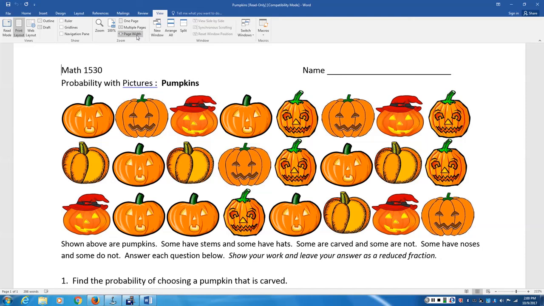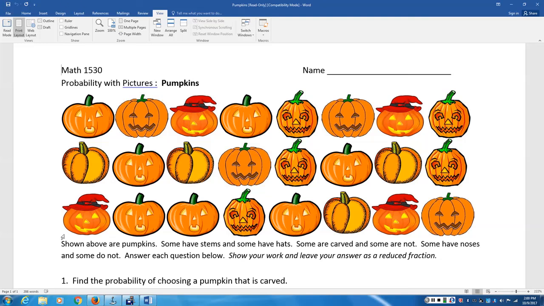Okay. What we have here are pictures of pumpkins. Duh, it's Halloween. You're supposed to have pumpkins. Some of the pumpkins have stems and some of them have hats. Some of them have a face carved on them and some don't. Some of them have noses and some don't. We're going to answer the questions. Find the probability of choosing a pumpkin that's carved.